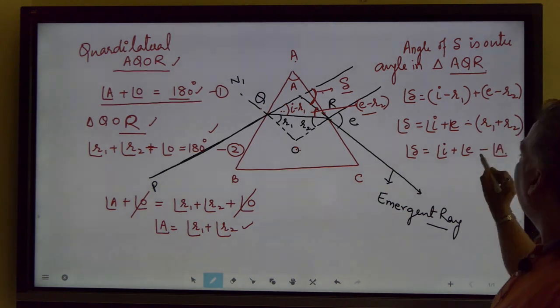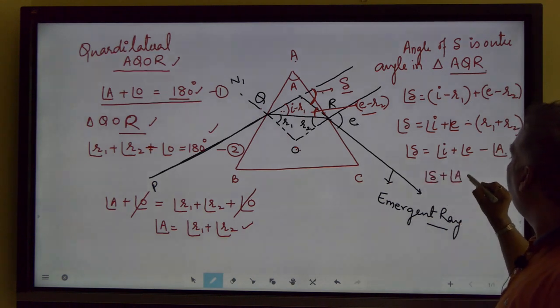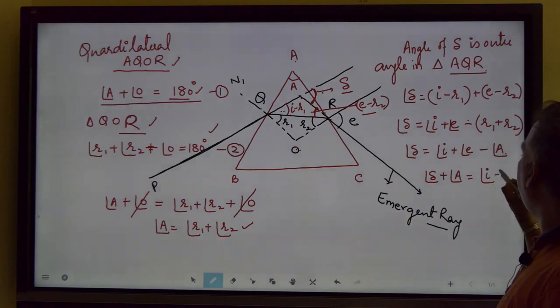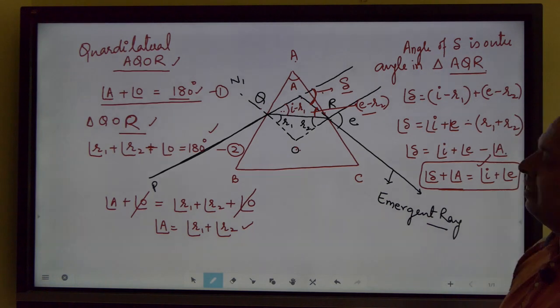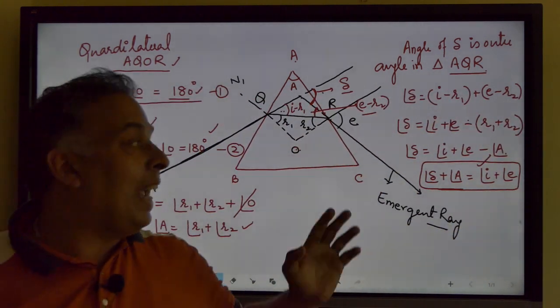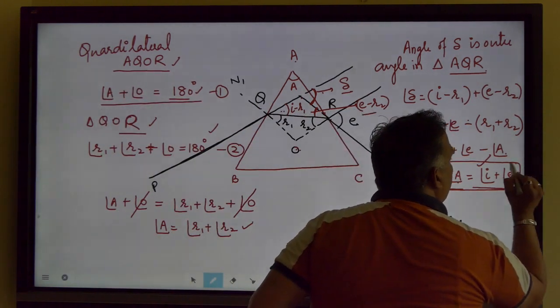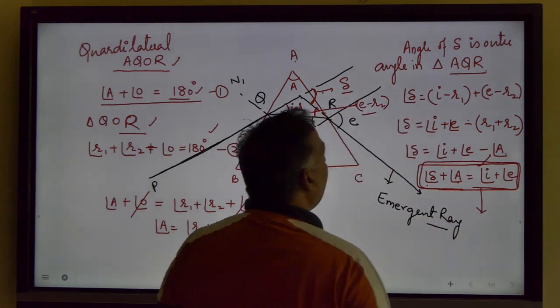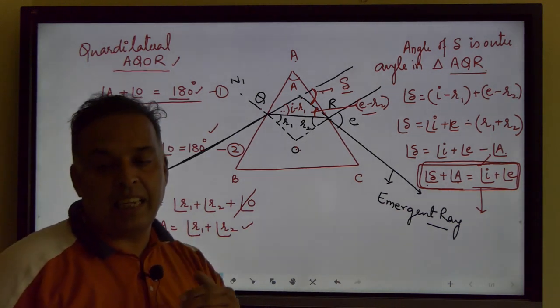So angle delta is equal to I plus angle E minus angle A, because R1 plus R2 is equal to A. So the angle of deviation plus angle of prism is equal to angle of incidence plus angle of emergence. So these are the two values in this case. So this is one of the cases.